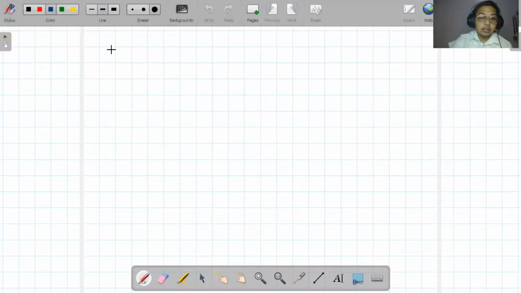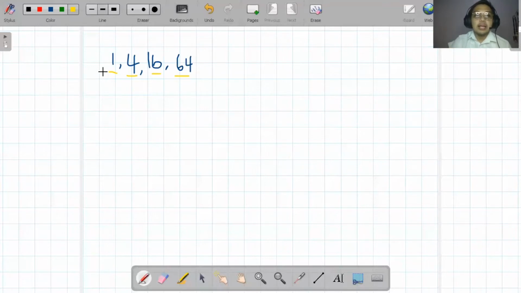So, for example, we have the sequence 1, 4, 16, and then 64. As you can see, the numbers grow very fast. Sorry, 1 becomes 4, then 16, then 64. It grows because you are multiplying. So you can see that 1 becomes 4, 4 becomes 16, and 16 becomes 64.